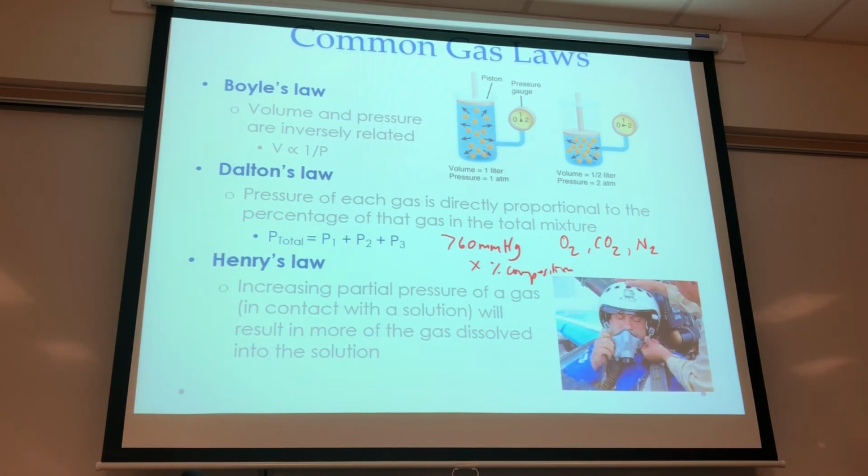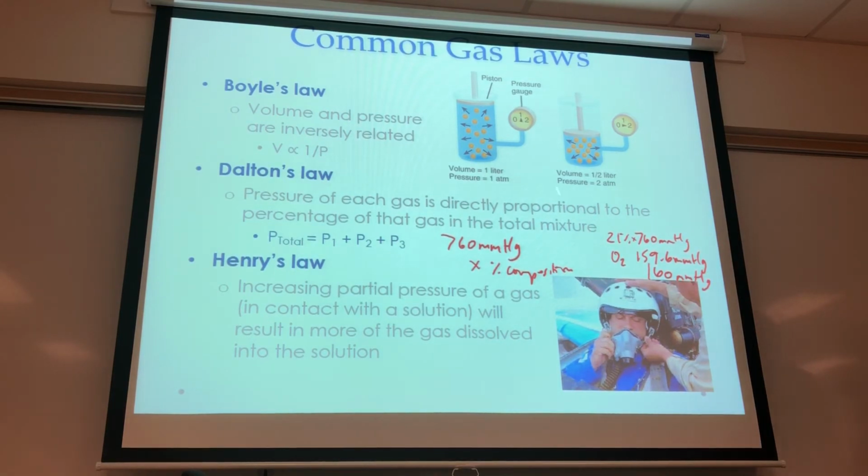So looking at 760 millimeters of mercury for all the gases, I can say that 21% times 760 comes out to 159.6 millimeters of mercury. So that's O2. So about roughly 160 millimeters of mercury.